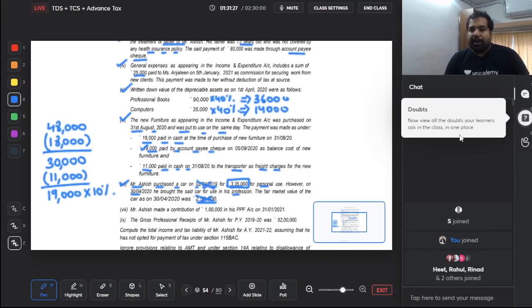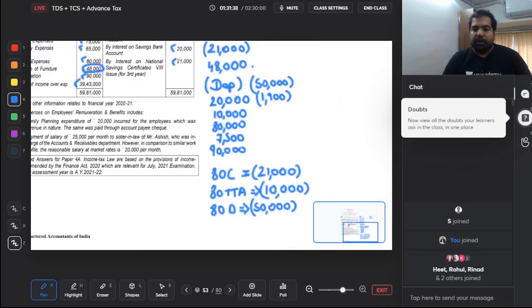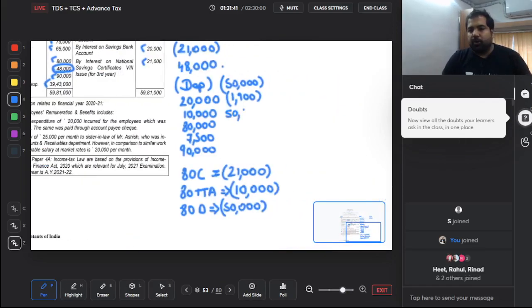Guys, we have not taken depreciation on this, so should we take depreciation on this also? Yes, on 30th April. So for the whole year, 3,35,000 into 15%, that is 50,250. So depreciation is 50,250.